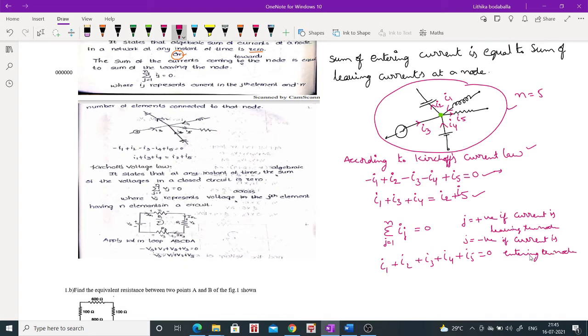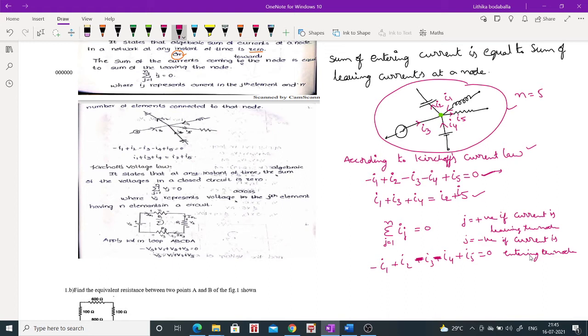So if you consider this sign convention also, then this will be minus I1, this I3 becomes minus and this I4 also becomes minus. So you will get this equation. Okay. I hope Kirchhoff's current law is clear.